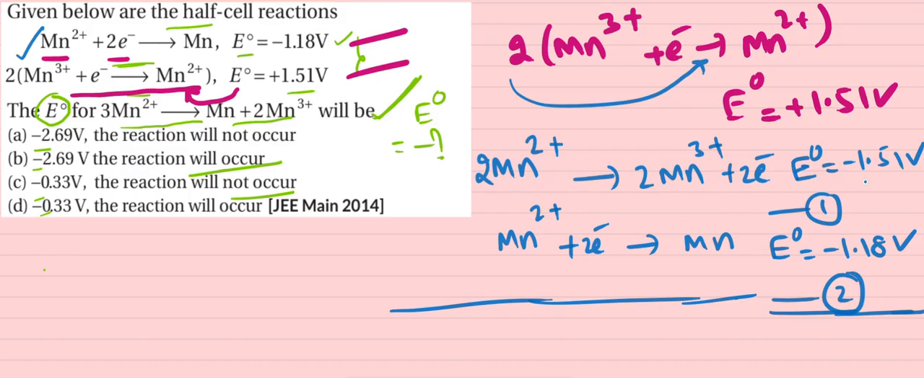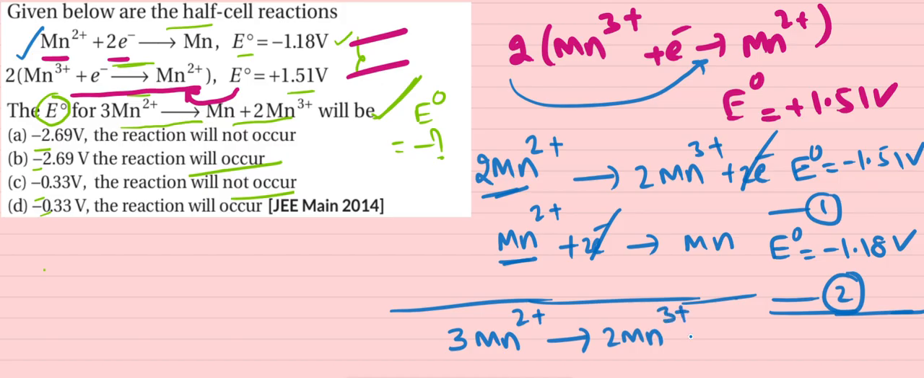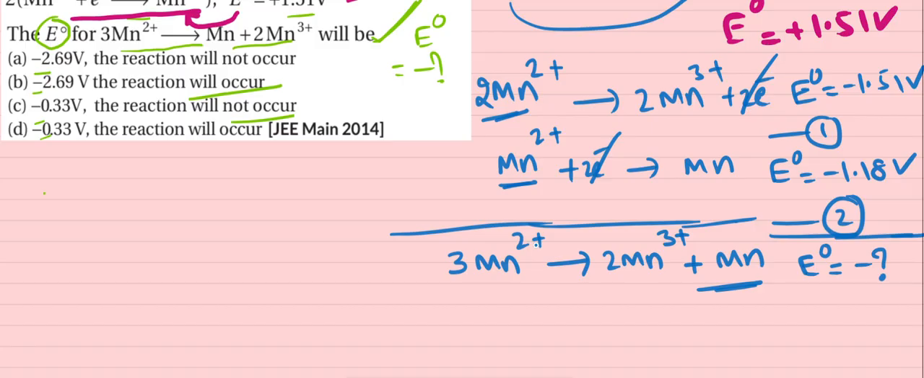In order to calculate that E° value we have to add these two equations, right? So therefore on the left hand side 2Mn2+ will be there, and here on the left side Mn2+ will be there. Total it will be 3Mn2+, and the 2 electrons on the right side and left side will get cancelled. This gives rise to 2Mn3+ plus Mn. So this is our desired equation. To calculate the E° value, what we have to do is add both equation 1 and 2 values.